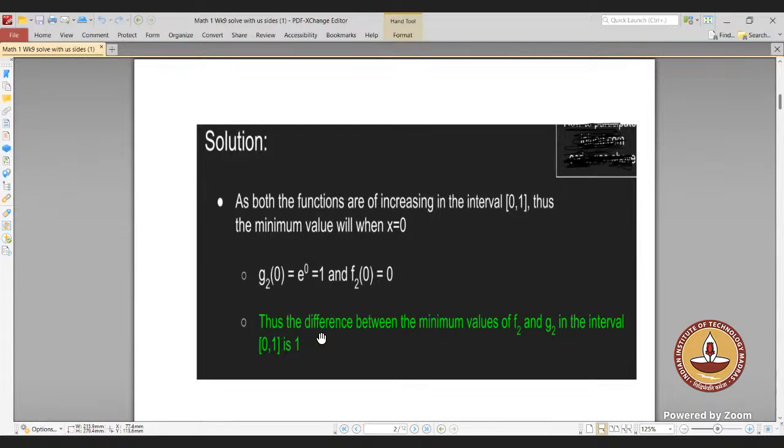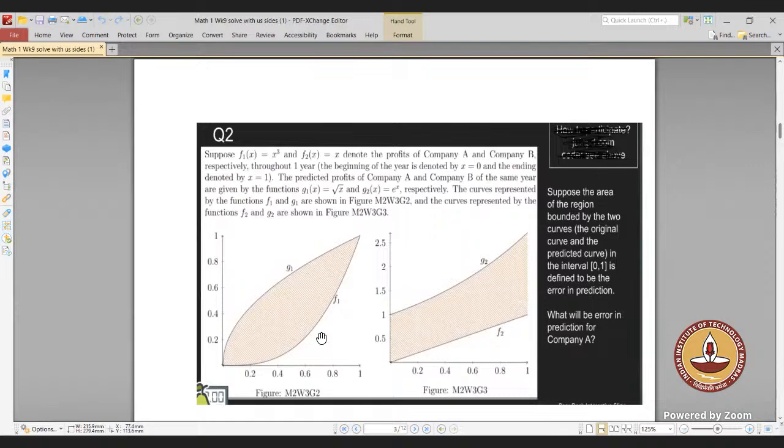So shall we move to the next question? Yeah. So this is the second question. This is a follow-up question. The figure and the things which are given here are same as the previous one. And now they are asking what will be the error in the prediction for company A. As we have seen, this is the prediction curve and the actual profit of company A. And they are asking the error in prediction, which is basically the area of this chart. So everyone got this question? Yes, sir.